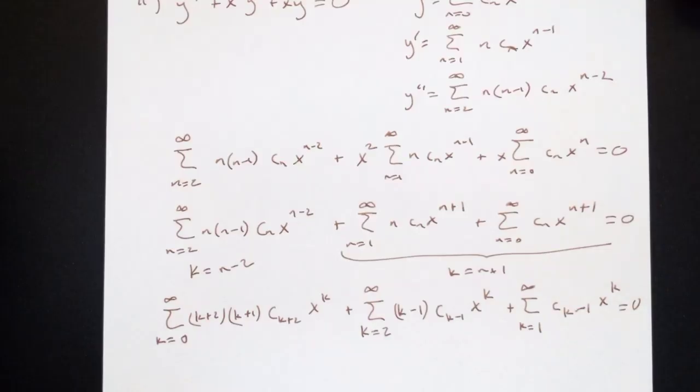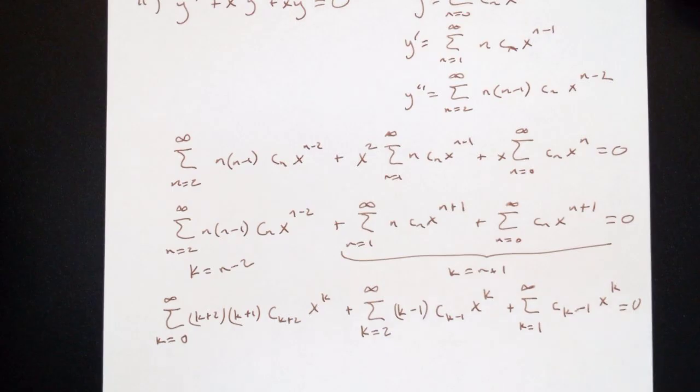I'd like to gather my like terms, because that's the appropriate thing to get one power series. But now I have another problem that's a little different than the problem I had before. They're all in x to the k, but they don't all start at the same place. This one starts at 0, this one starts at 2, this one starts at 1.